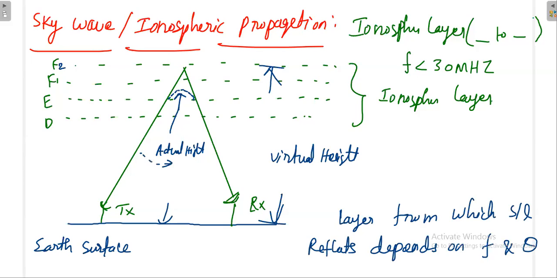This is like a theta measurement. If it is exactly vertical, then theta is 0. And again, you can vary your theta. This is theta. Now, what is the basic operation behind ionospheric communication?